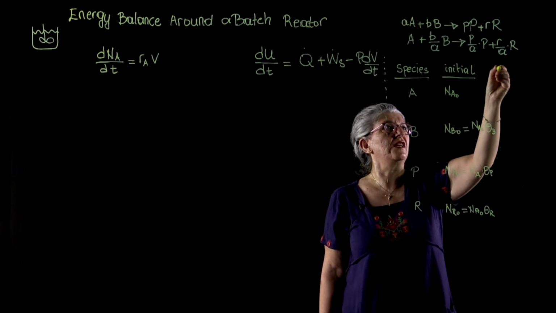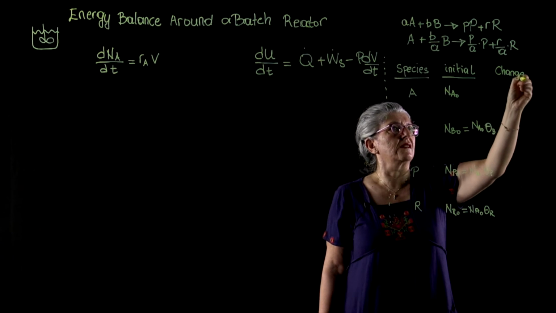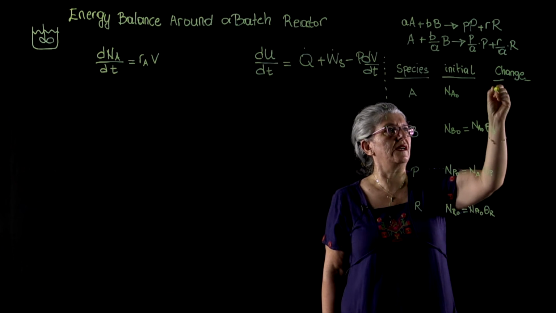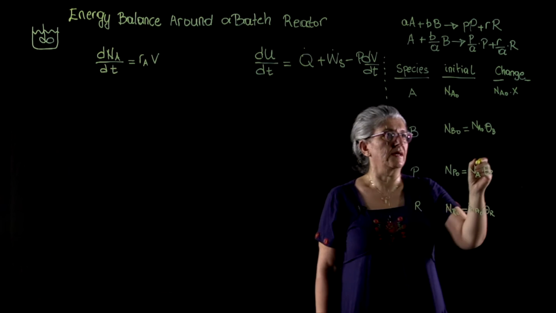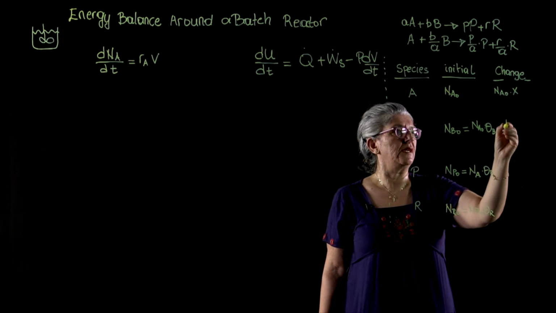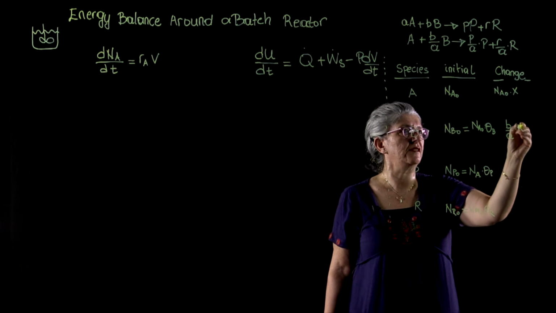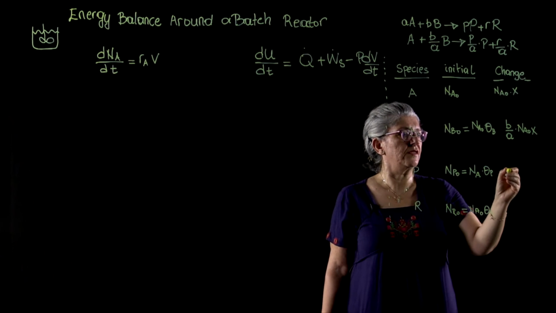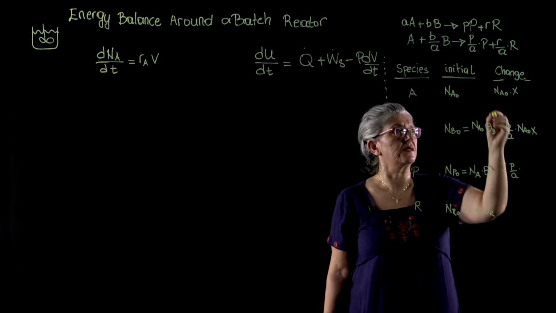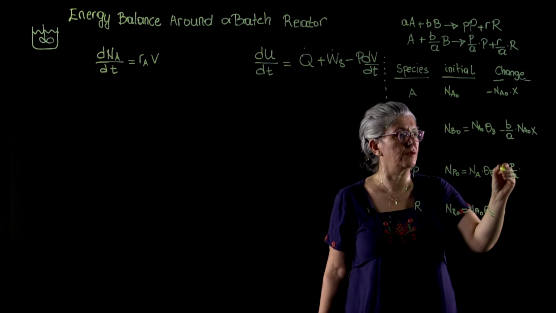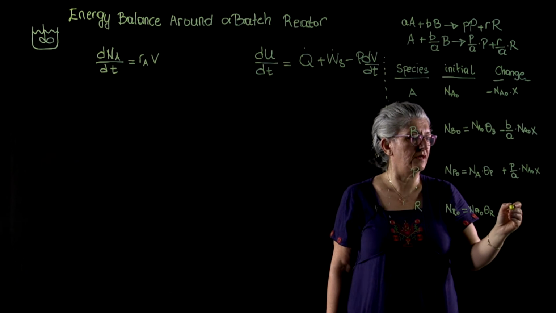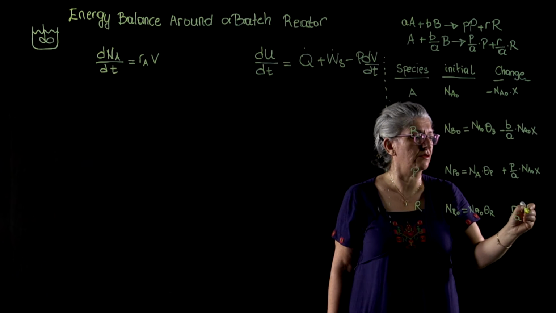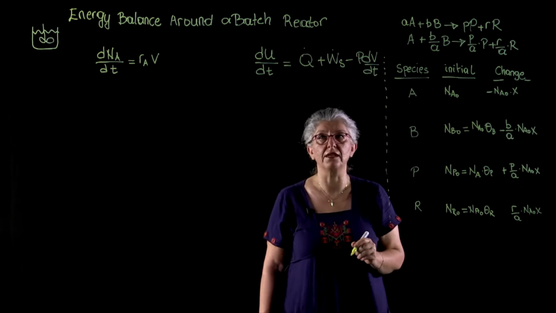And of course, you're going to have a change. And the change is going to be NA0 times X. X is the conversion. The change is going to be b over a times NA0 X. The change will be minus, actually these were going to be minuses and this is going to be plus p over a times NA0 X. And this is going to be r over a times NA0 X. We're going to use these in deriving the energy balance.